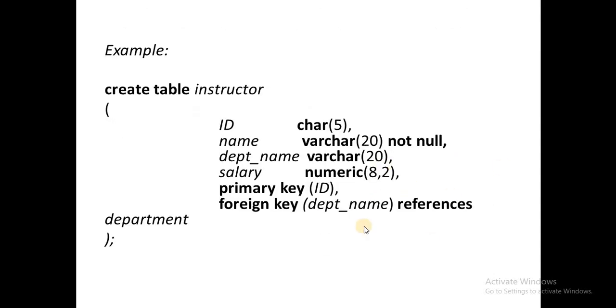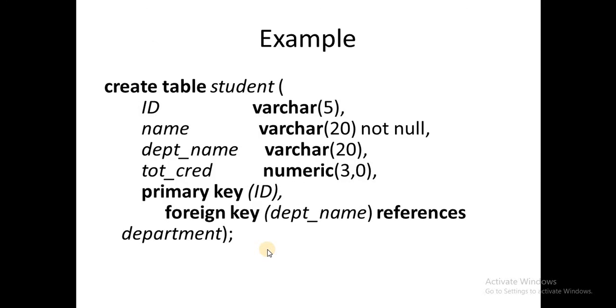Here I have included one more example by including integrity constraints. Here ID is a primary key and department name is a foreign key. That attribute is referring to the department table. So this is an example. Yes, this is another example.